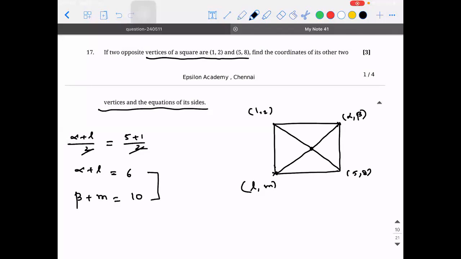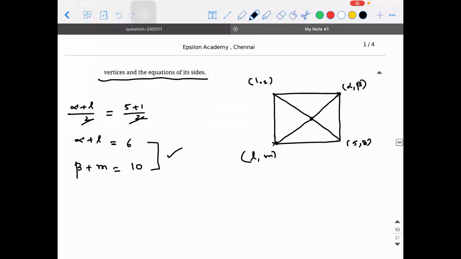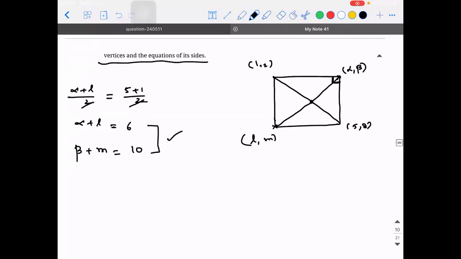What did you ask, sir? I asked, 4 unknowns means how many equations do you need? 4 equations, sir. You need 4 equations. So I have formed 2 equations using the midpoint formula. The other 2 I can form by using the right angle property. So beta minus 8 divided by alpha minus 5 into beta minus 2 divided by alpha minus 1 is equal to minus 1. So I can take this as one form. Similarly, what will be the other equation?